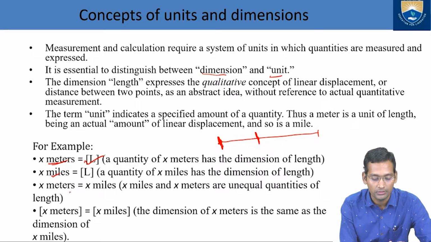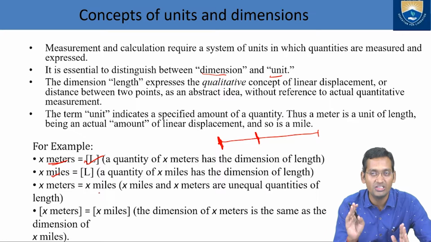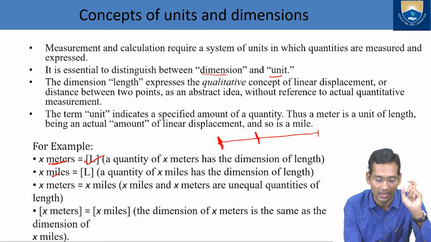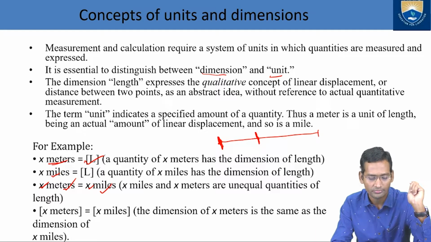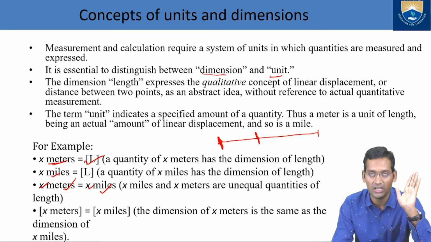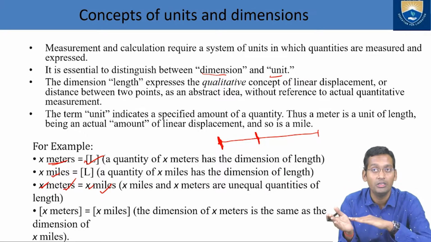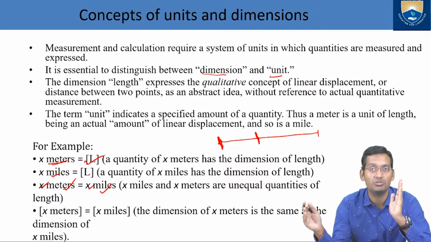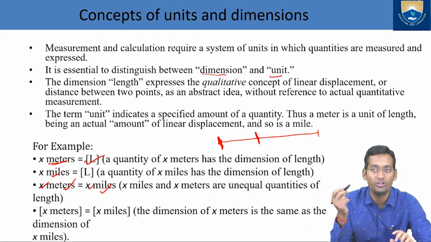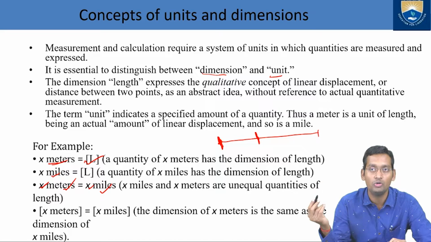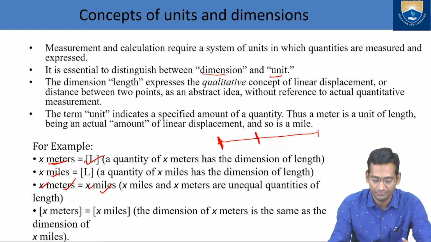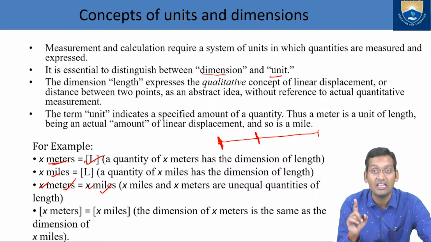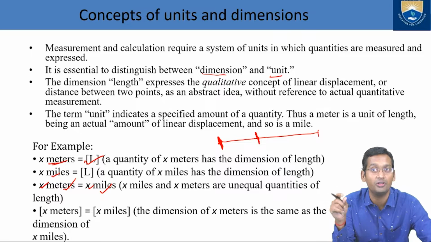Now x meter to x mile. Here we are measuring the same x, but the unit is different. Here the first one we are measuring in meters, and this one is in miles. Now x mile and x meter are unequal quantities, so we cannot equate them, like 2 meter and 2 kilometer. We cannot say both are equal. For that we have to change that kilometer in terms of meter, and then we can equate how much proportion that meter is there. But the dimension will be the same because we are measuring the length. So the unit will be different.